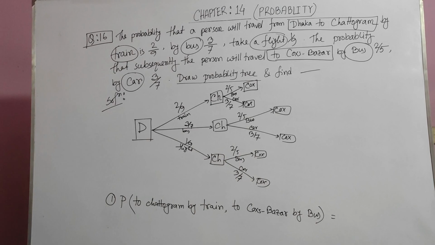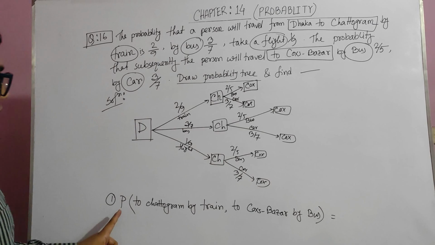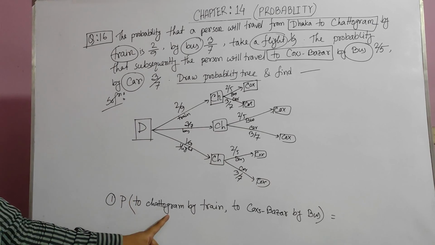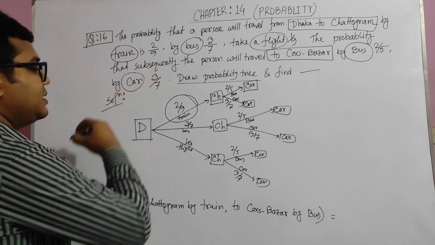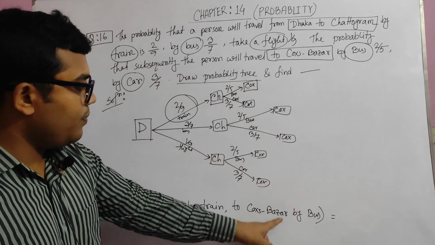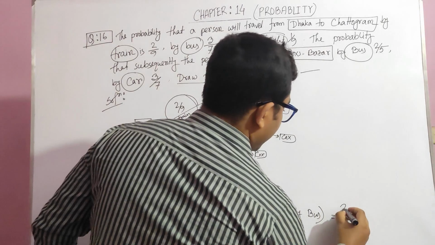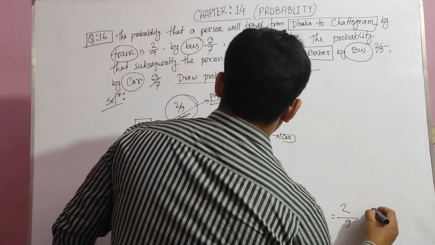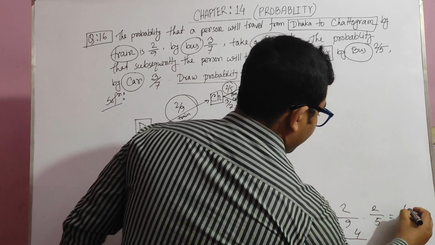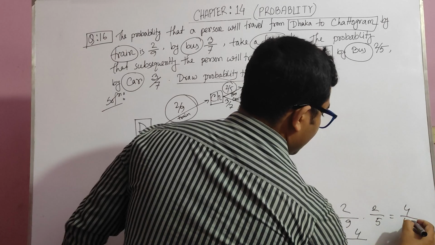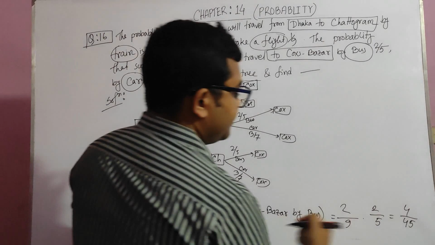This is the easiest probability tree we have drawn. Now we have to find the probability of going to Chattogram by train and to Cox's Bazar by bus, and by bus is 2/5. Just multiplying these two gives our required answer. So 2/9 into 2/5 is 4/45. 4/45 is our required answer.